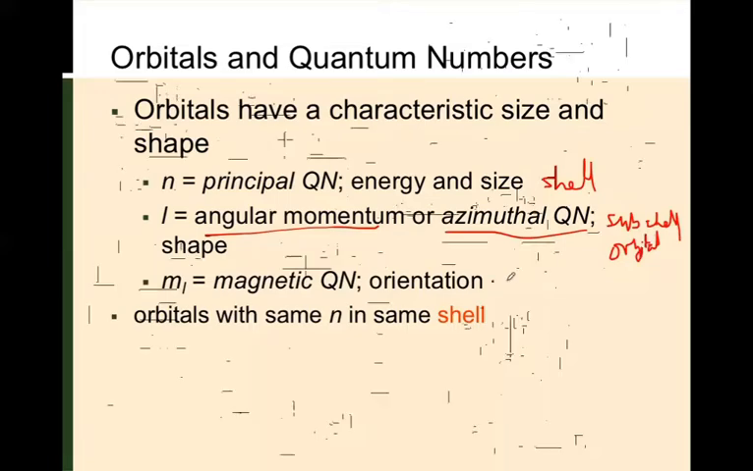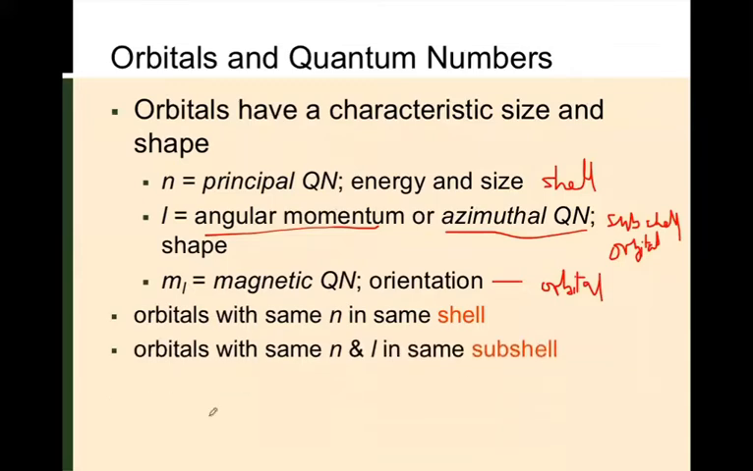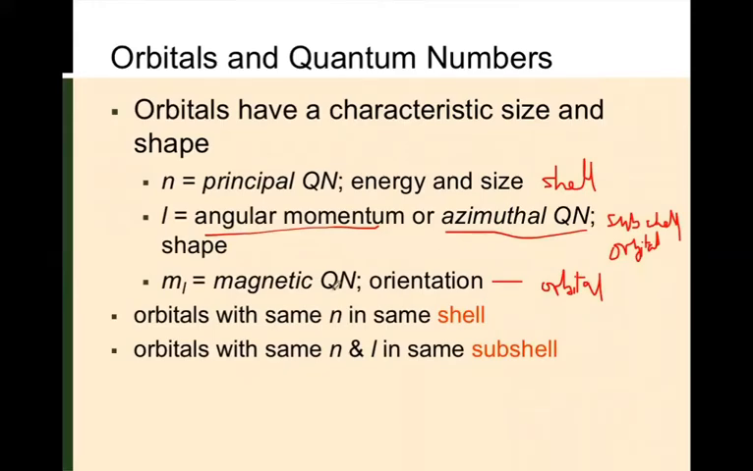And then this is the actual orbital it's in, or the orientation of the orbital it's in. Okay. So orbitals with the same N and L are in the same subshell, so I've just written that out here. And then ML is sort of the orientation of that subshell.